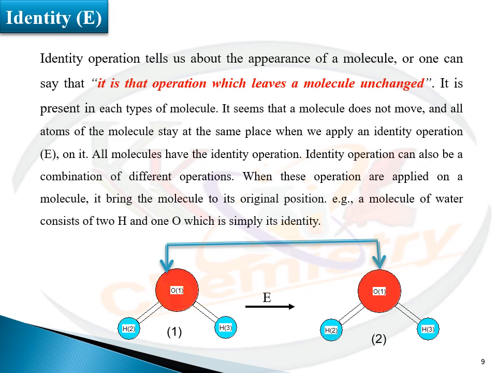Now each symmetry element will be explained in detail. Here the first one is the identity. By identity we mean an operation which leaves the molecule unchanged. What does it mean? Suppose you apply a symmetry element and you observe no change in the molecule.